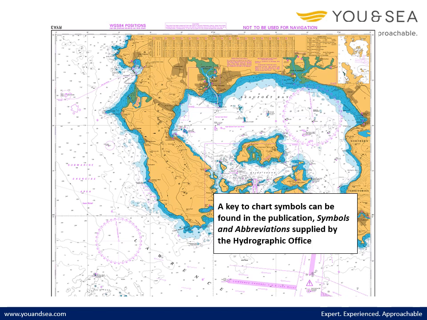In one of our other videos, we have a look at what some of the chart symbols mean, in particular wrecks, rocks, and reefs, or underwater obstructions. There's a full book though, supplied by the Hydrographic Office, National Publication 5011, and that covers all the squiggles, dots and crosses you can find on the chart.